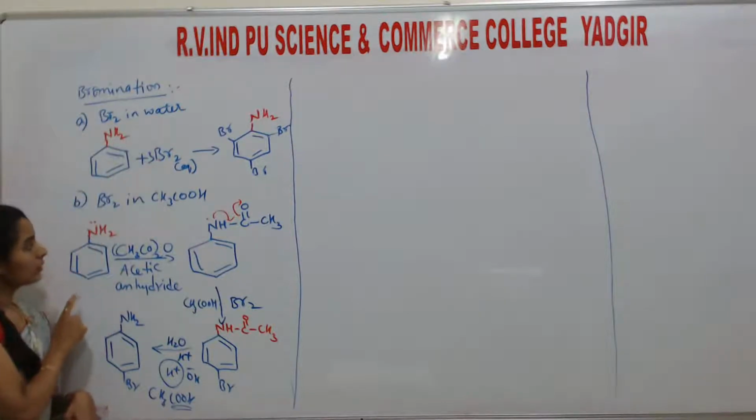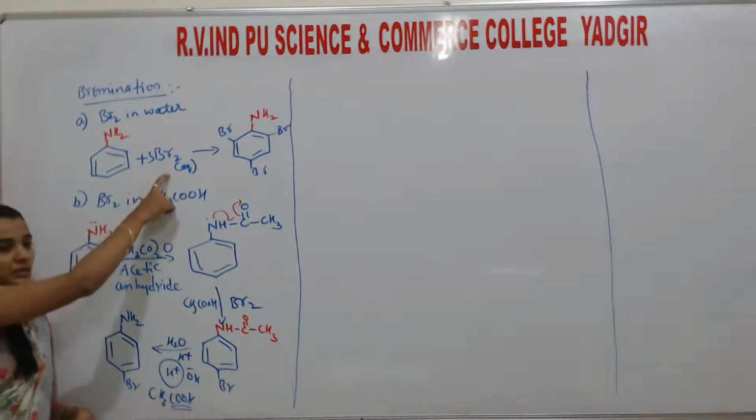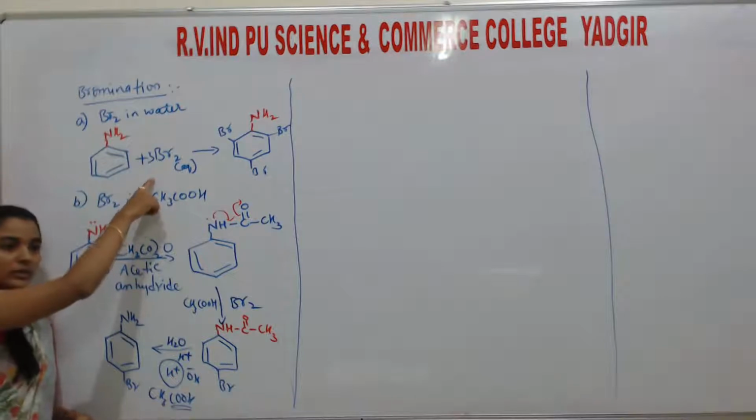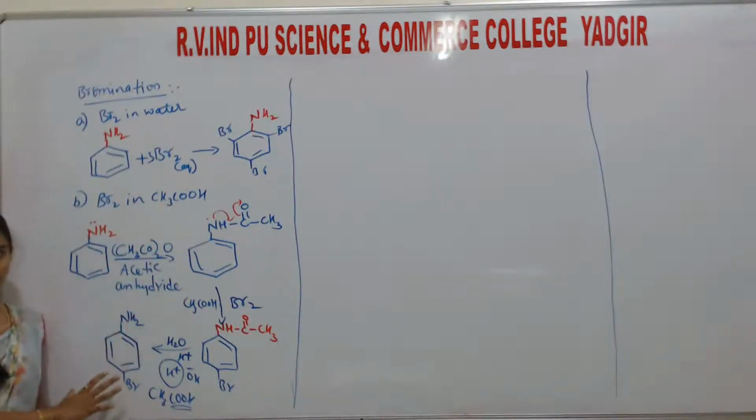Or they may also say, write the reaction which explains the formation of mono-substituted amines. So mono-substituted means this is the example. Whatever way they want to ask, they'll ask in that manner. You have to remember: tri-substituted means this, bromine water means this, bromine in acetic acid means this, mono-substituted means this.